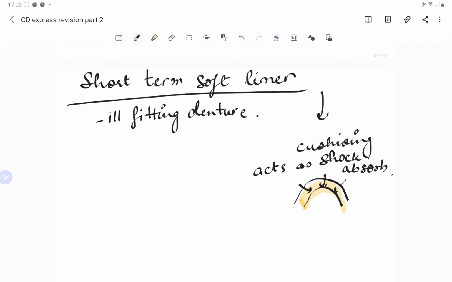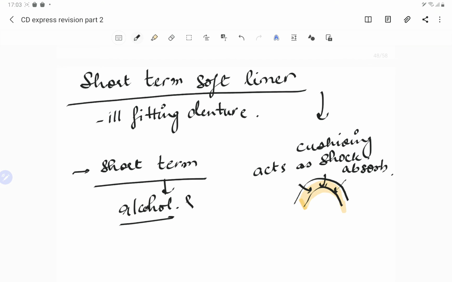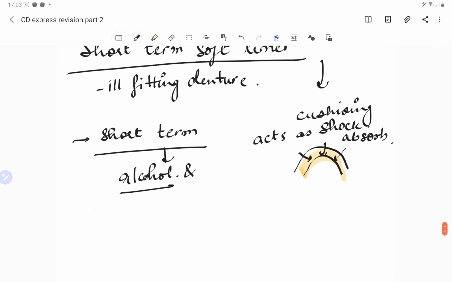But why do we call it the short term soft liner? Because they are used for short term purpose. Then why short term purpose? Why not long term purpose? What is the difference? These short term liners have got alcohol, right? Alcohol, and they have got aromatic esters as the plasticizers.